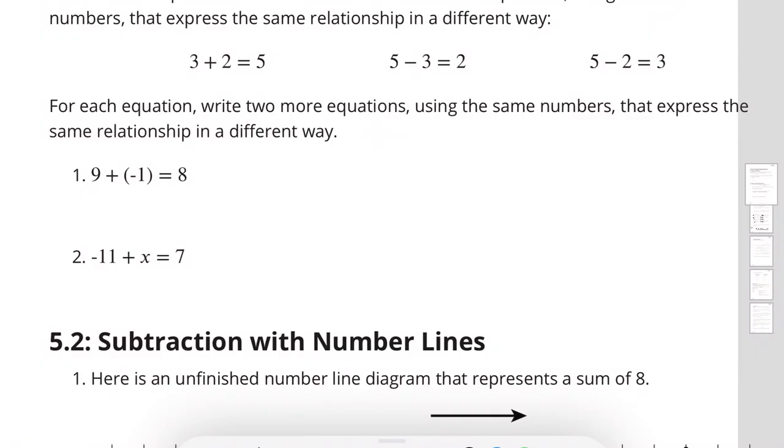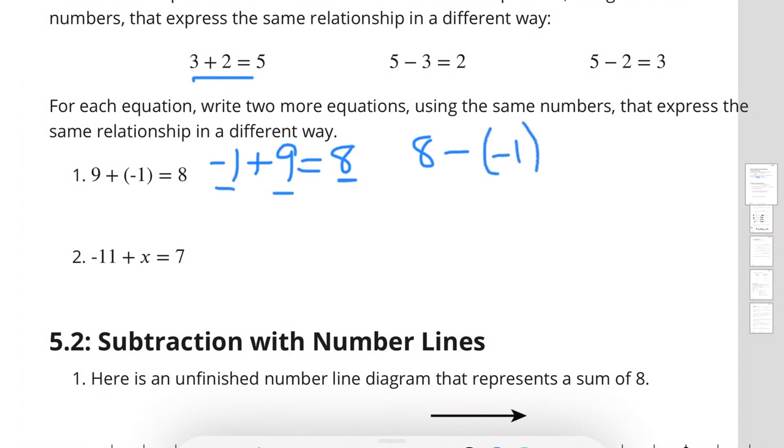a different way. So 9 plus negative 1 equals 8. So I know I can switch those numbers. Negative 1 plus 9 also equals 8. And then there are also 2 subtraction problems. So since the sum is 8, I know it's going to be 8 minus, and then each of your 2 numbers. So 8 minus negative 1 equals 9. And 8 minus 9 equals negative 1.